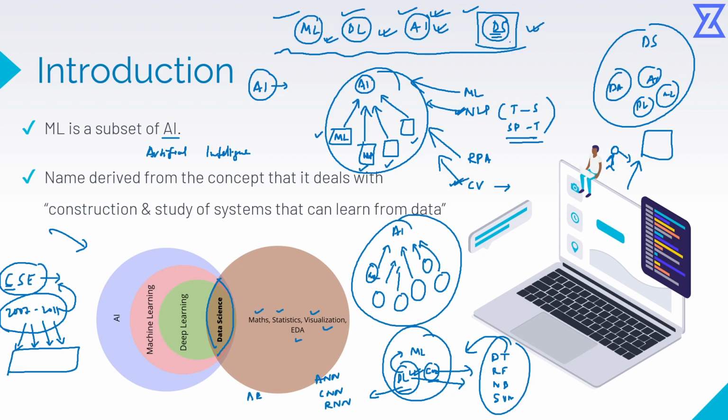Data analytics is again a subset of data science. Okay. If you are a data scientist, then by default, it is understood that you know data analytics. Okay. Because in data analytics also, we deal with data, right? So that comes under data science itself.